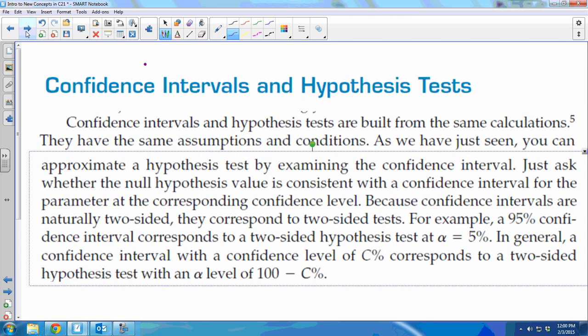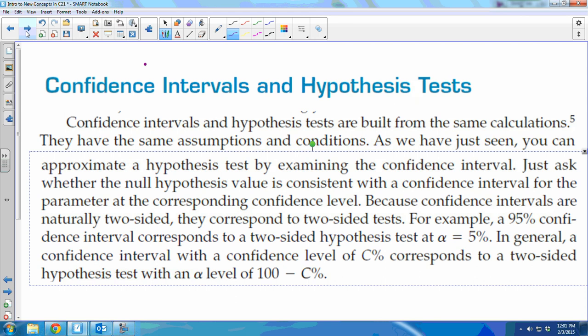Confidence intervals and hypothesis tests. Confidence intervals and hypothesis tests are built from the same calculations. I think you would all agree. You check the same conditions, use sampling distribution models for proportions. It's all based on the same thing. They have the same assumptions and conditions, and as we've just seen, you can approximate a hypothesis test by examining the confidence interval. So when we were talking about significance and importance, we were thinking about how we could use a confidence interval, and if the p was in it, then it probably wasn't important. Well, you can also use a confidence interval to estimate a hypothesis test just in general.